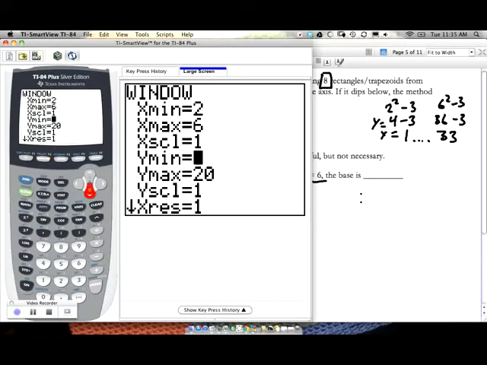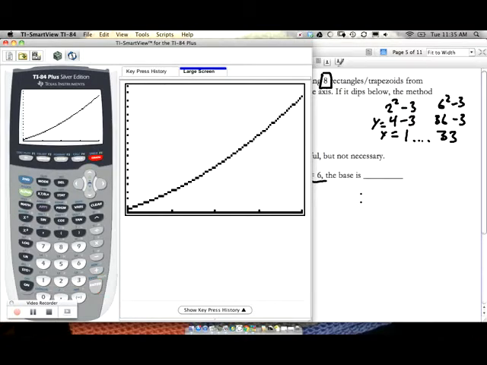And our y range, it looks like we're going from about 0 to 33. Well, let's say 36, just to give us a little bit extra space. And for our y scale, just for cleanliness, I'm going to count by 2's, just to make it look a little cleaner. So now, let's graph that. Alright, so we have a curve.